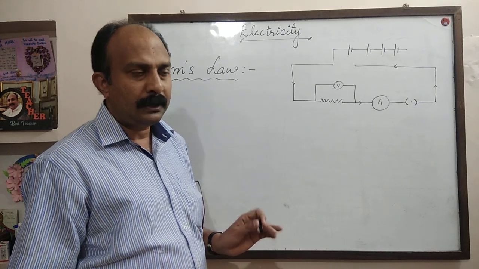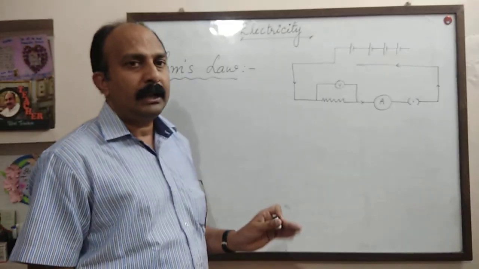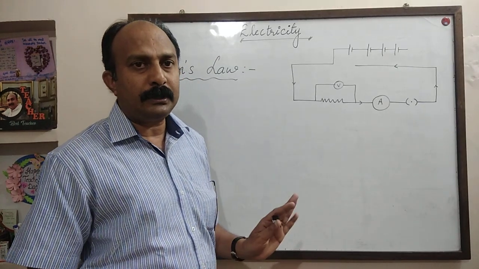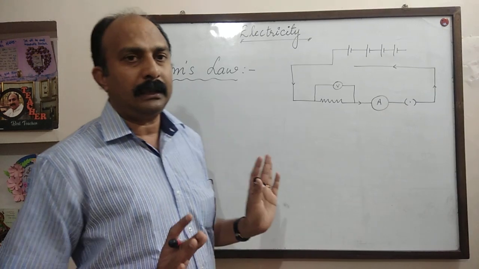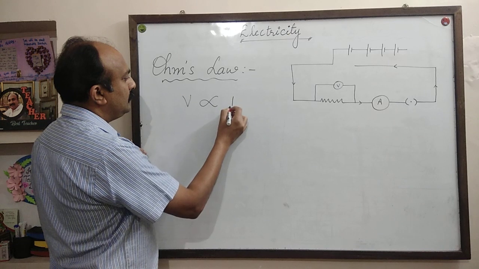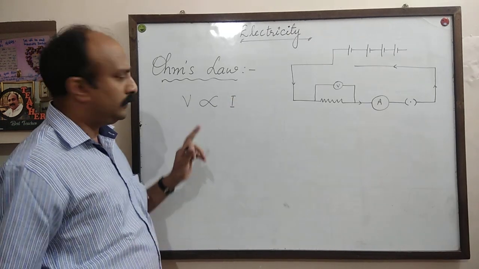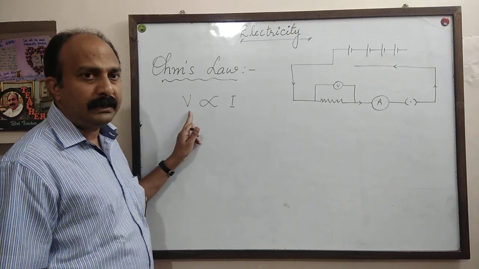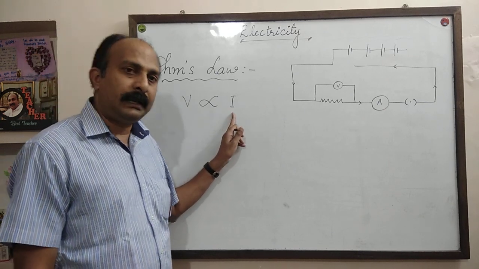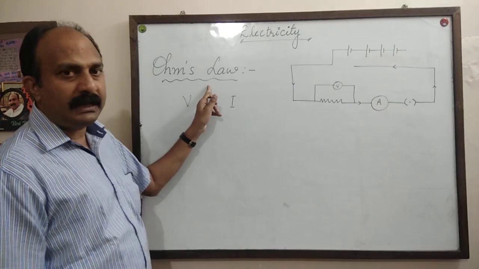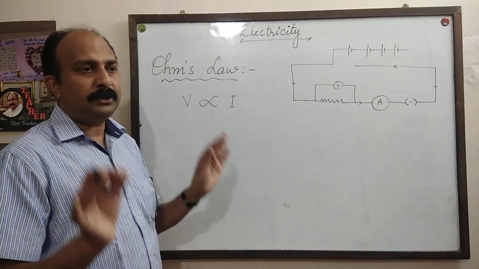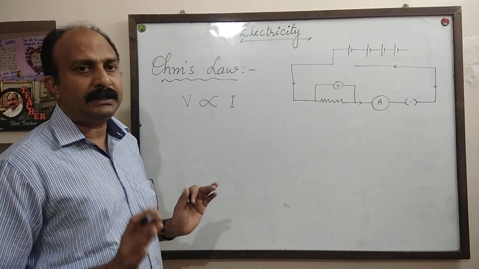In short, Ohm's law states that potential difference V is directly proportional to electric current I. That is, V is proportional to I. All of you know, in the previous class we have seen V stands for potential difference, I stands for electric current. So Ohm's law states that at constant temperature, it should remain the same. This is a must condition.